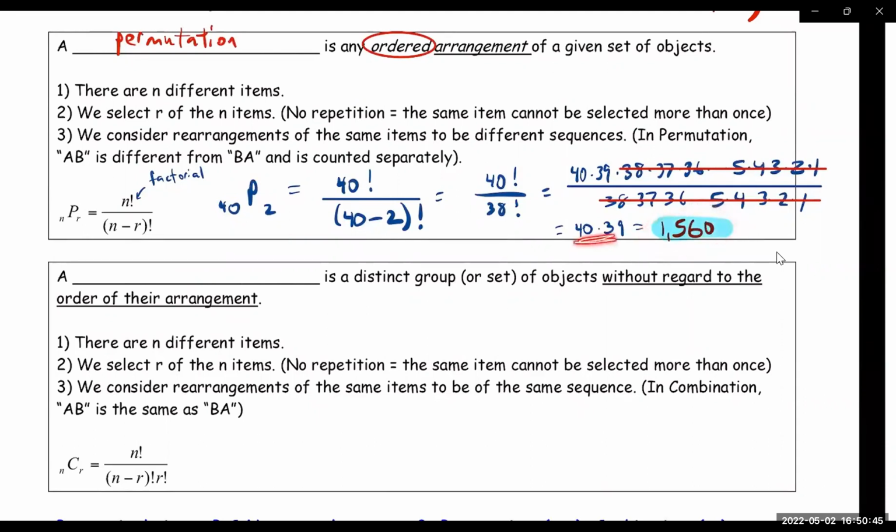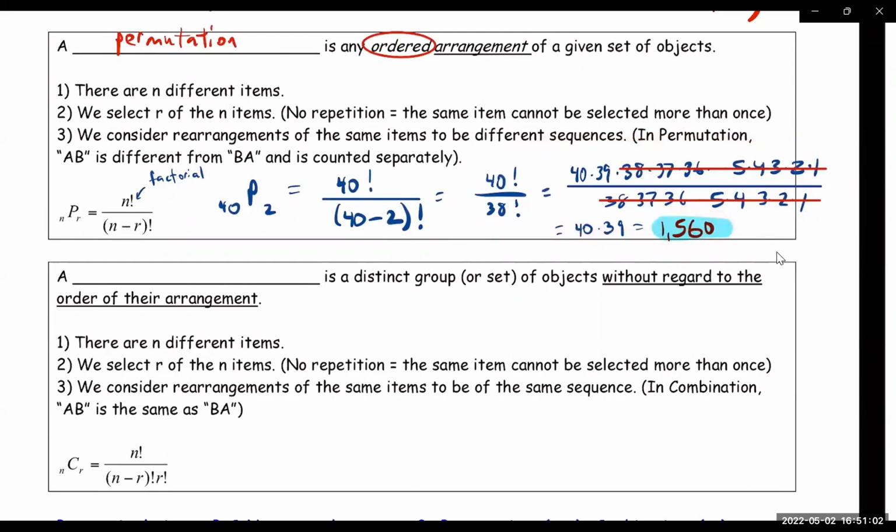So 40 times 39 is 1560. So it's the same thing. Now you have 2 ways to do this. If you have a graphing calculator, you can do the nPr button. If you don't have a graphing calculator, then you have to do it the manual way by hand, but you'll get the same answer.